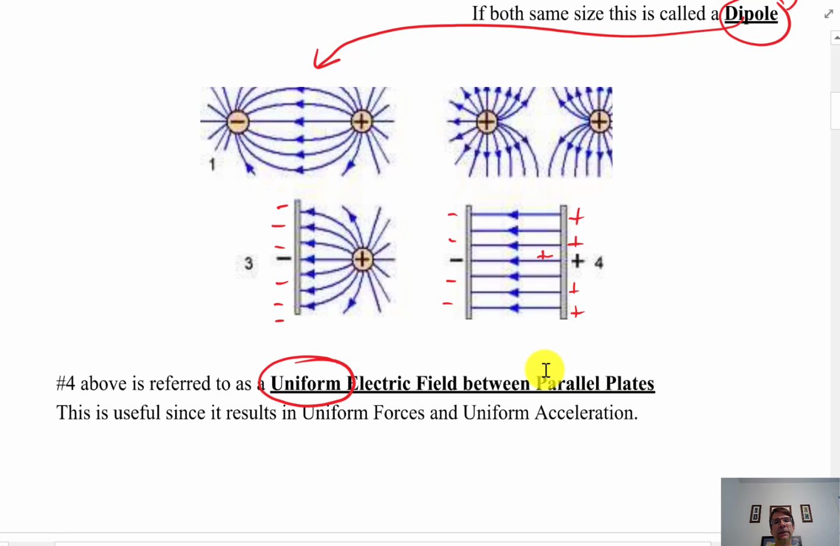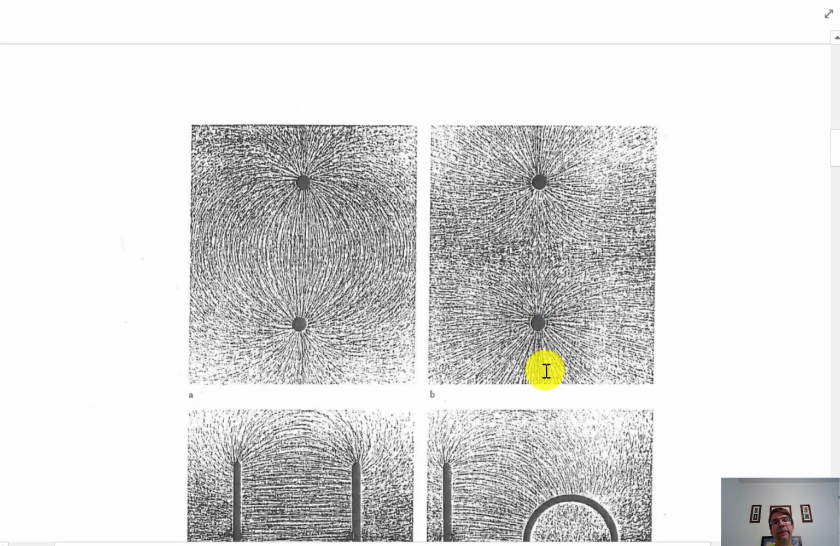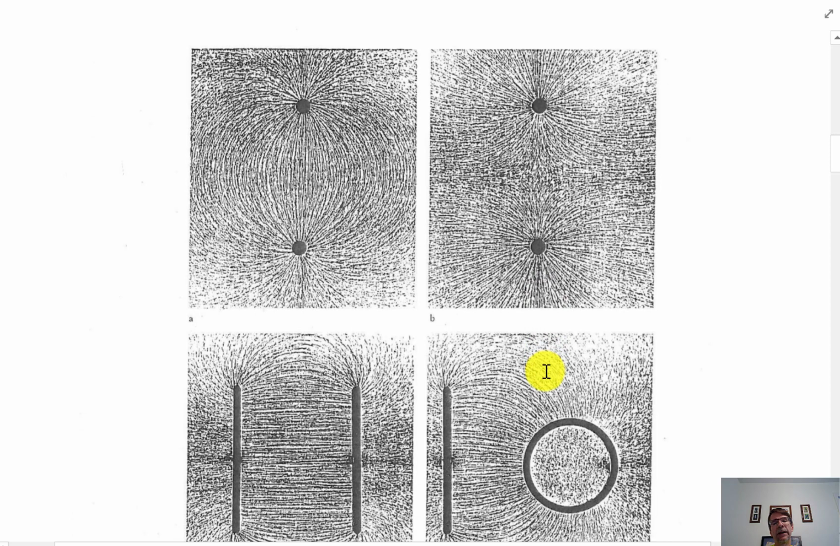Okay, now, this is actual experimental data of the same thing. The first one's the dipole. It's very uniform. I don't know which one's positive, which one's negative. I'll put the top one plus and the bottom one minus. I don't know because there's no arrows on there.